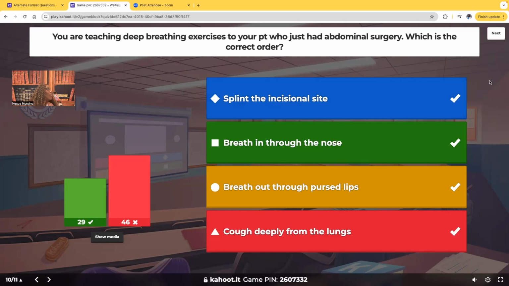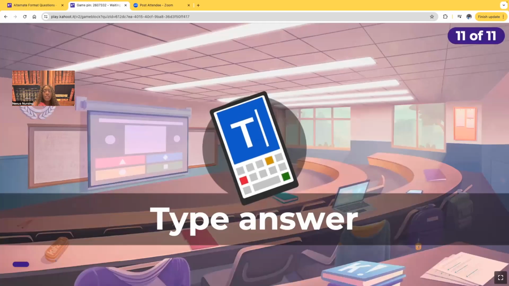Of course, we don't want wound dehiscence. That's a whole, I should have done another slide on wound dehiscence. That's right. All right, type in your answer.